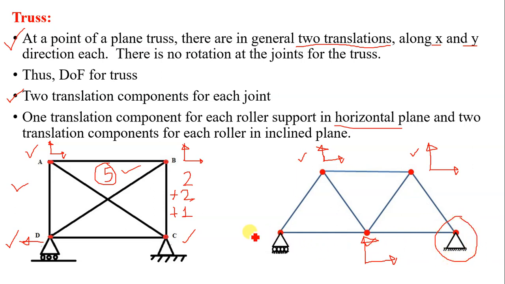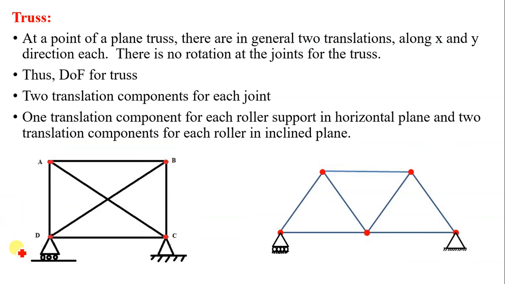Let us come to the roller support. We know when a roller is resting on a horizontal plane, one translation is there in horizontal direction, either to the left or to the right, and hence how many translations are there? 2 at this joint, 2 at this joint, 4 plus 2, 6 plus 1, 7, and hence for this truss the degree of kinematic indeterminacy is equal to 7. There are 7 unknown translations for this truss. So in this way we can calculate the degree of kinematic indeterminacy for different structures.